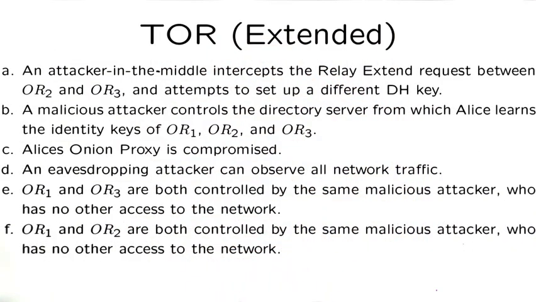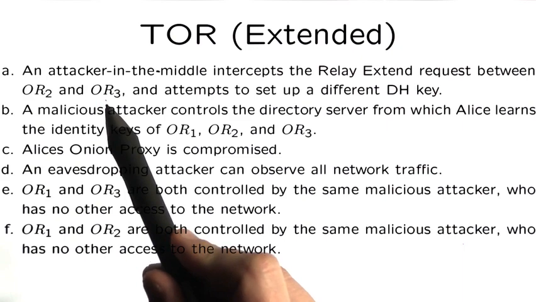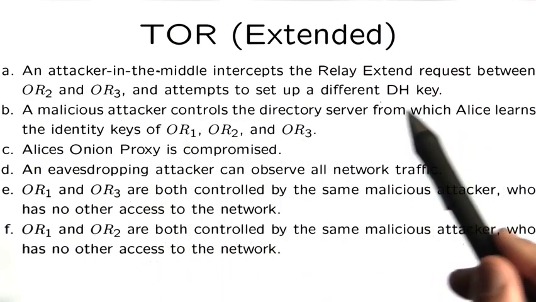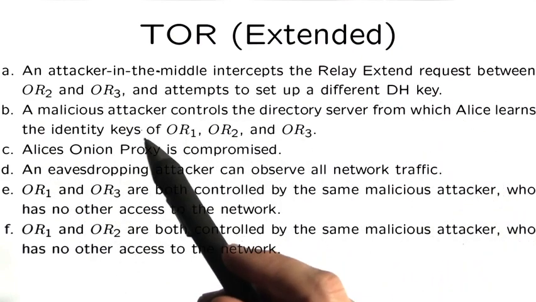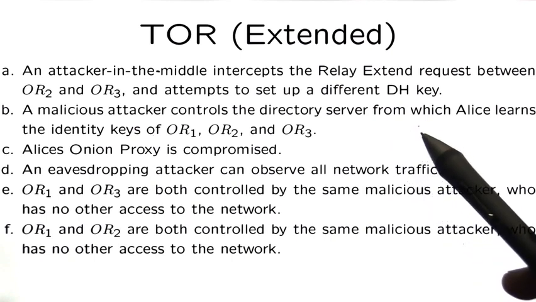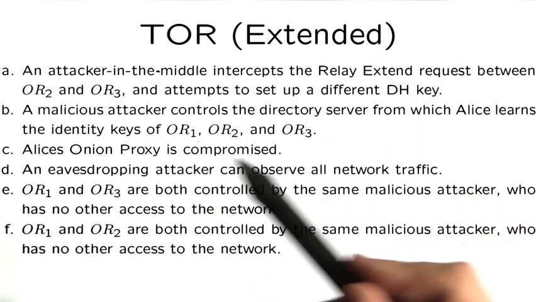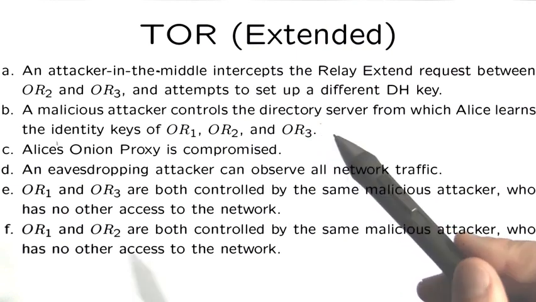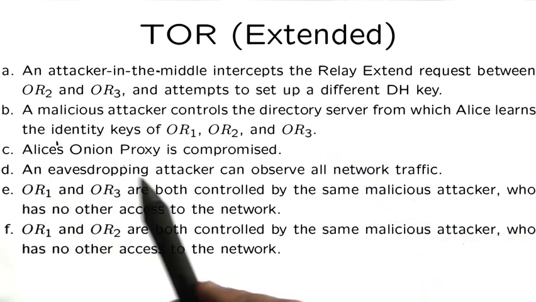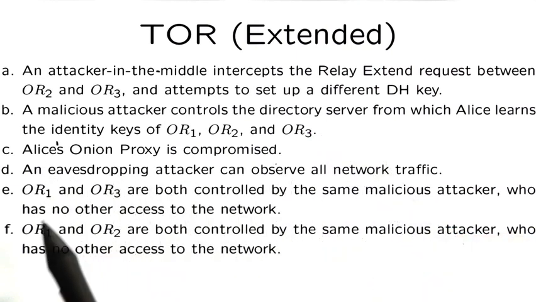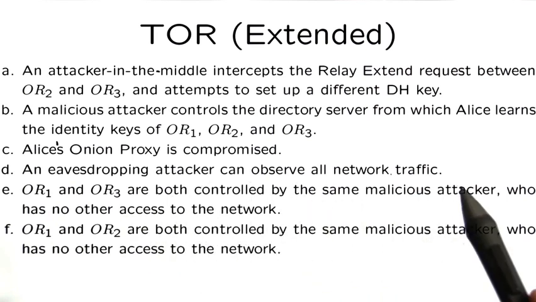And here are the 6 threats. The first one: an attacker in the middle intercepts the relay extend request between onion router 2 and onion router 3 and attempts to set up a different Diffie-Hellman key. The second threat: a malicious attacker controls the directory server from which Alice learns the identity keys of onion router 1, onion router 2, and onion router 3. And the third threat: Alice's onion proxy is compromised. And the fourth threat: an eavesdropping attacker can observe all network traffic.